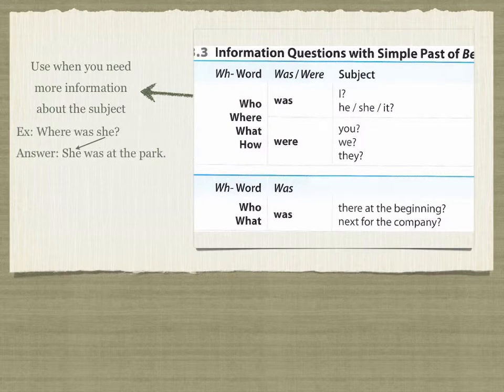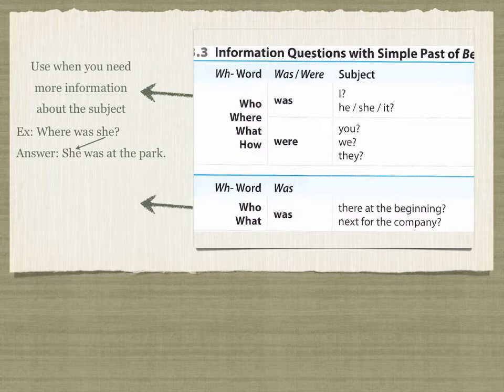So an example is, where was she? The answer is she was at the park. You have the subject. You want to know more about what she was doing. So the subject, which is at the end of the question, moves to the first part of the answer.